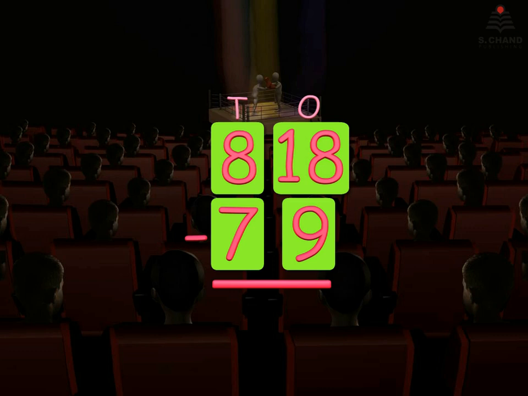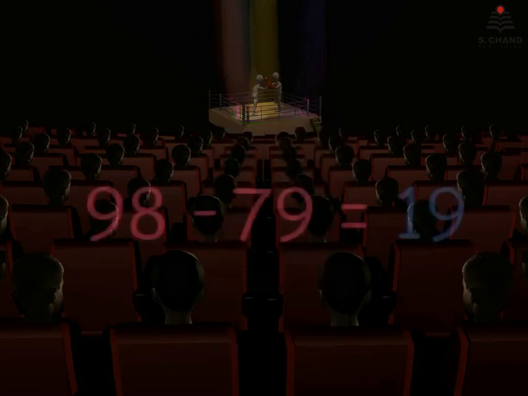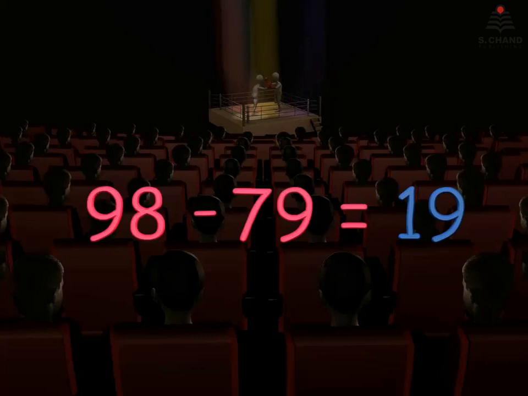Now, we can subtract 9 from 18 in the ones column. 18 minus 9 equals 9. Next, we subtract the tens. In the tens column, we have the regrouped 8, from which we must subtract 7. 8 minus 7 equals 1. We get 19. So, there are 19 seats empty in the stadium.